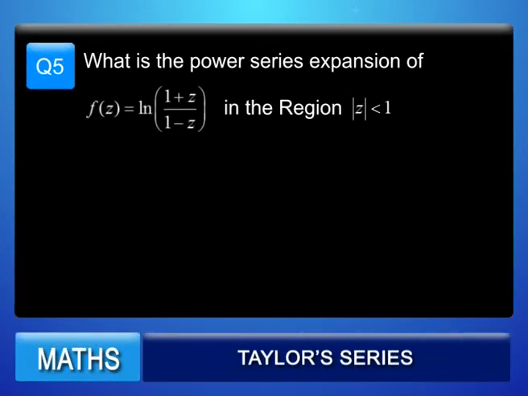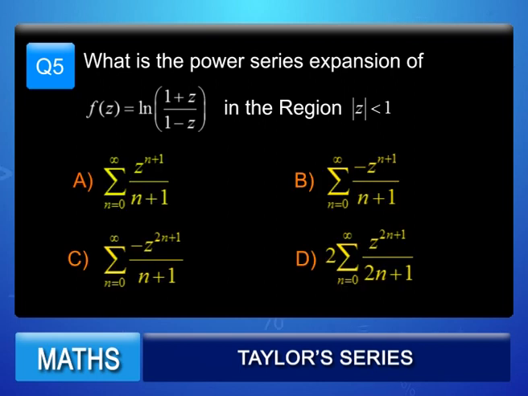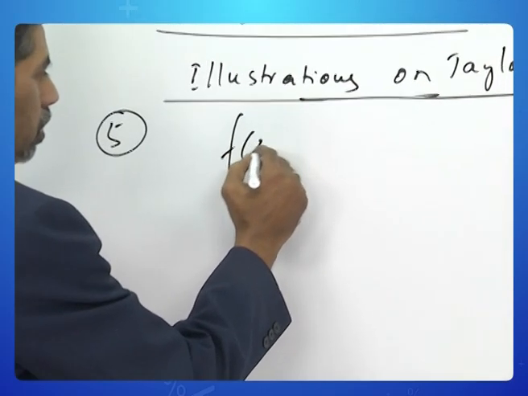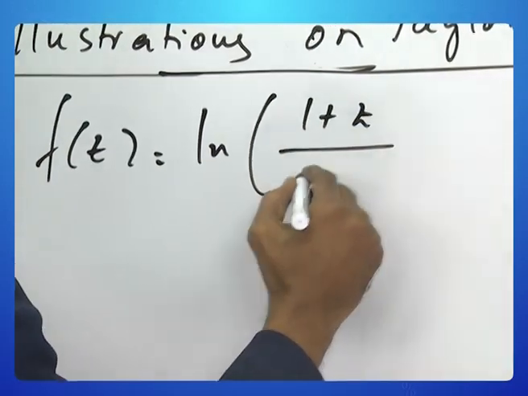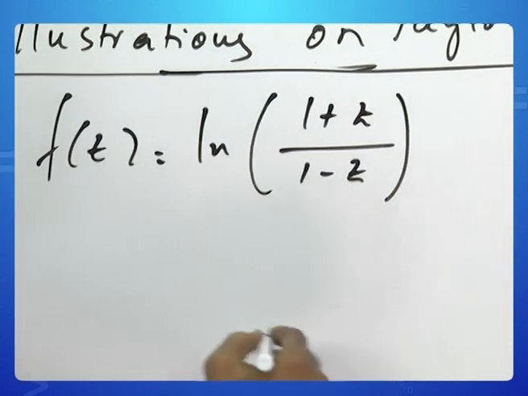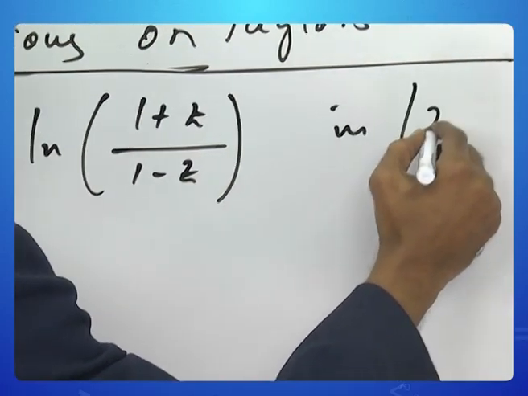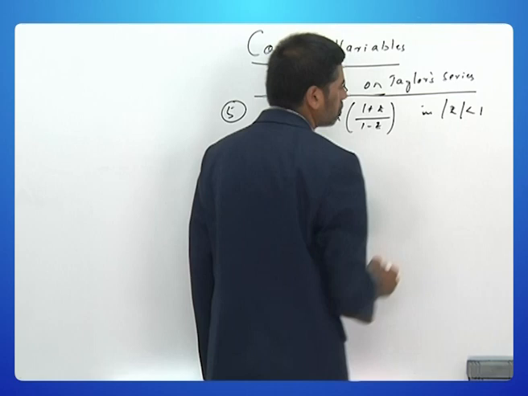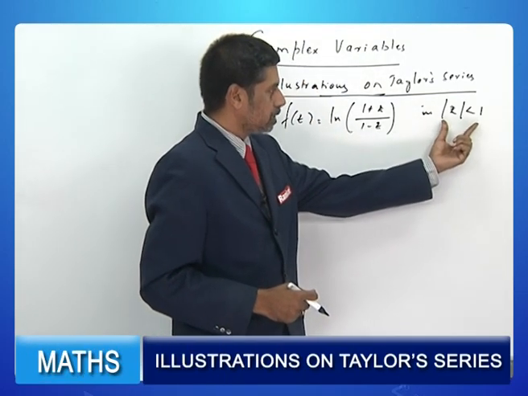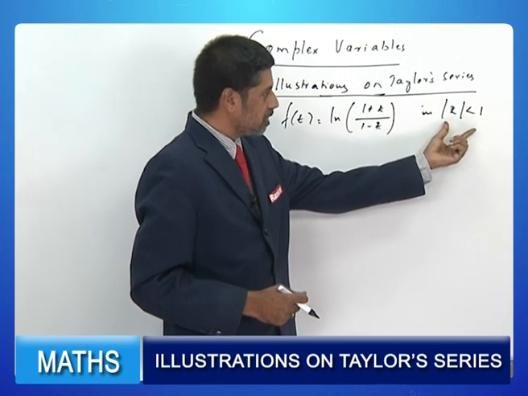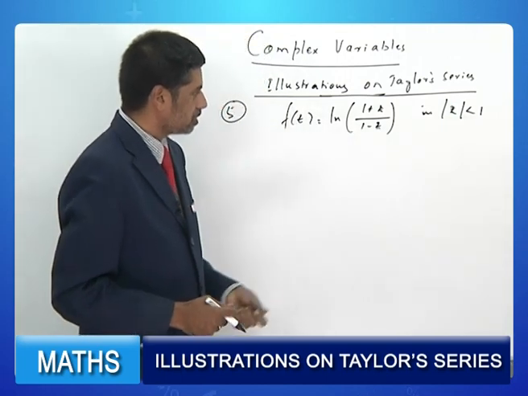Question number 5. What is the power series expansion of f of z is equal to log of (1 plus z) by (1 minus z) in the region mod z less than 1? In fact, one must understand that this is called the region of convergence. It is within this region that the expansion of this function is valid.